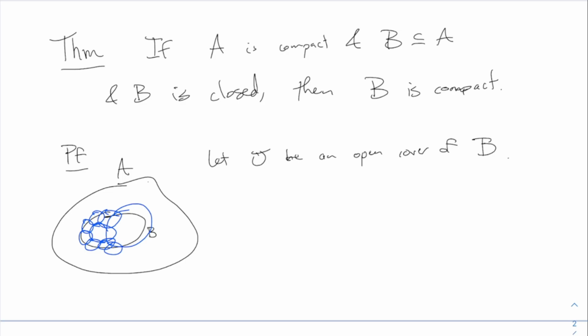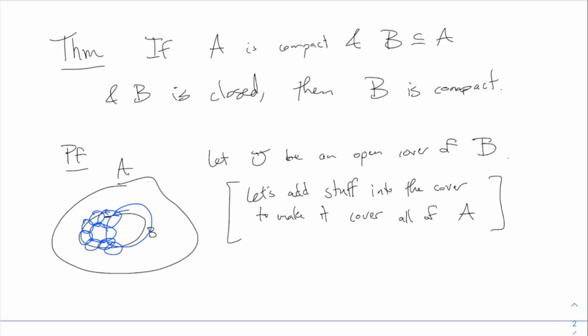So my strategy, this is not really part of the proof, but my idea is let's add stuff into the cover to make it cover all of A, right? Because I want to use the fact that A is compact, but A being compact is not helpful unless you have something which covers all of A. So my idea is I want to add stuff into the cover to make it cover all of A.